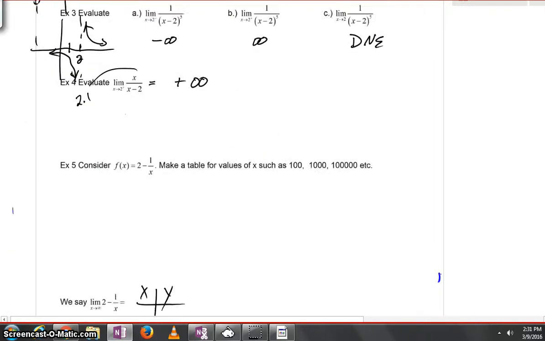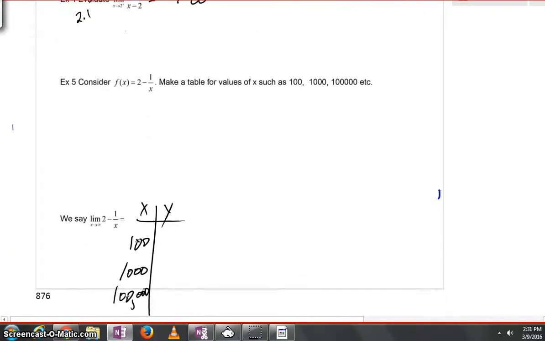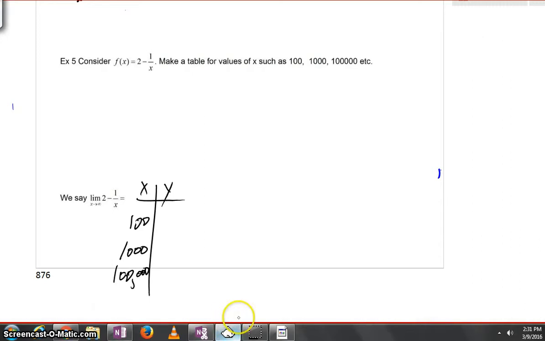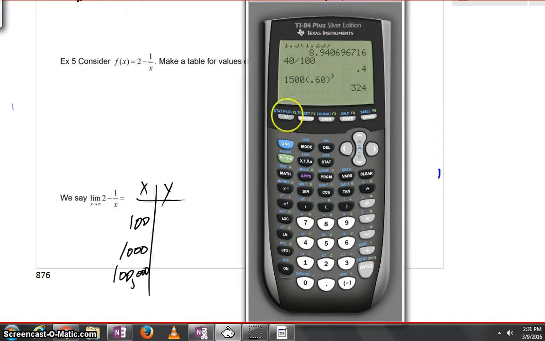As we look at number 5, we could very quickly get this graphed out on the calculator. And we could type in 2 minus 1 all over x. And we can change our setting on the table. Go to second table set, actually go to ask. And then if we had that freedom, we could plug in, say, 100. We could plug in 1,000 if we'd like. We could even plug in 100,000.